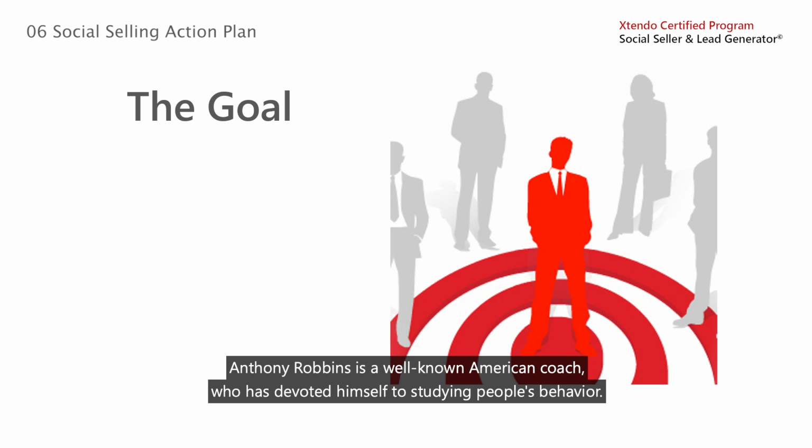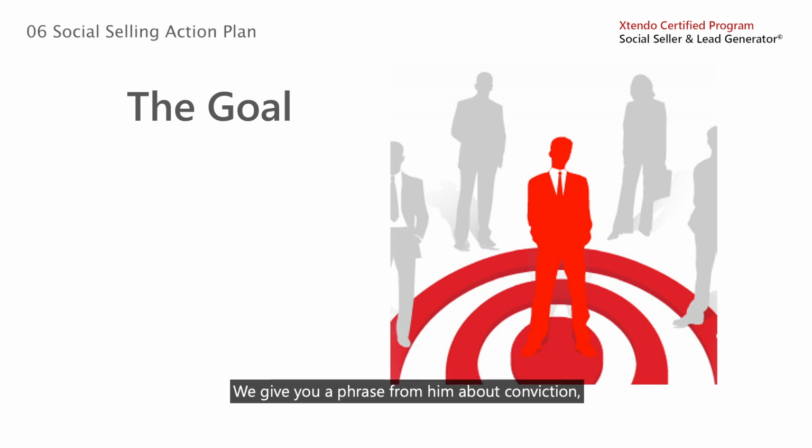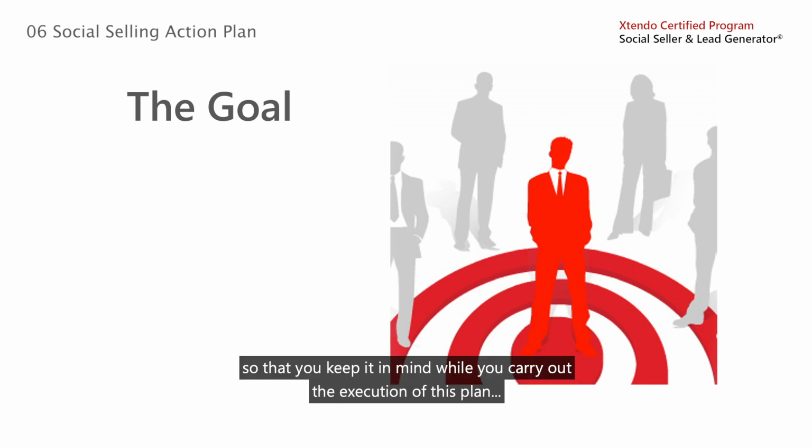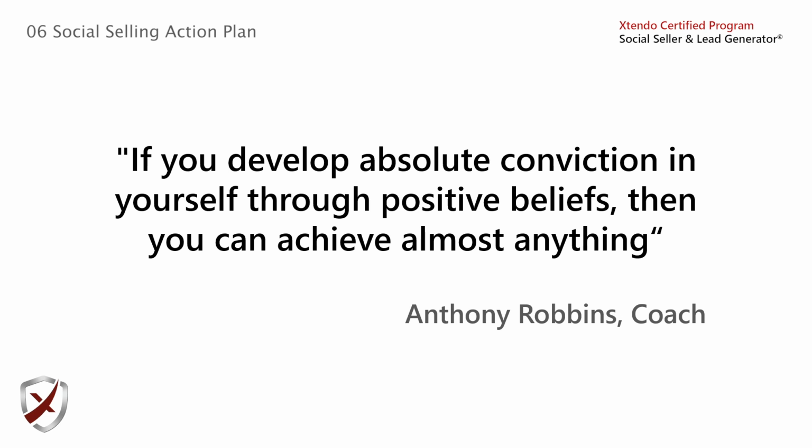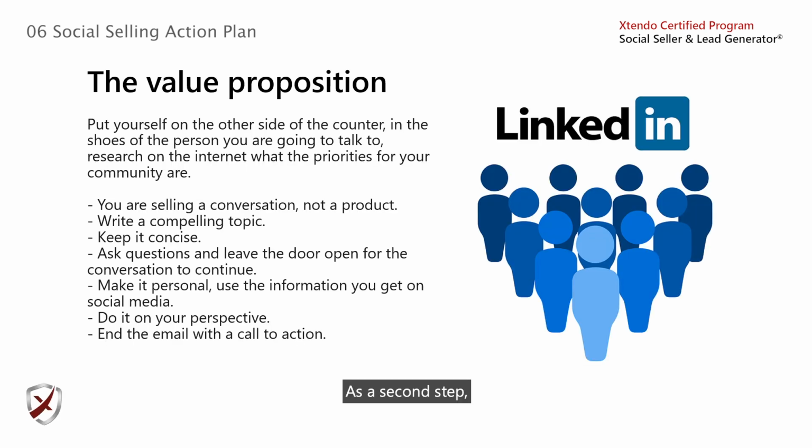Anthony Robbins is a well-known American coach who has devoted himself to studying people's behavior. We give you a phrase from him about conviction so that you keep it in mind while you carry out the execution of this plan and any others in life. If you develop absolute conviction in yourself through positive beliefs, then you can achieve almost anything. Anthony Robbins, Coach.